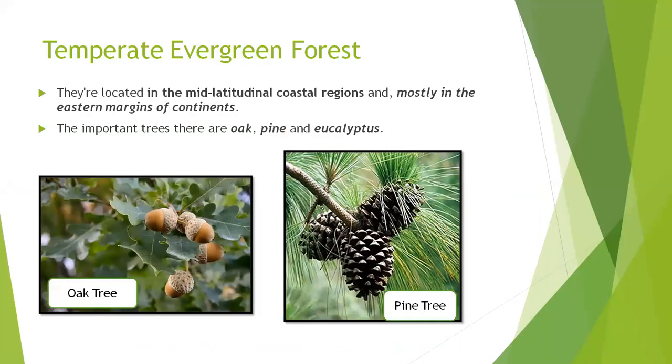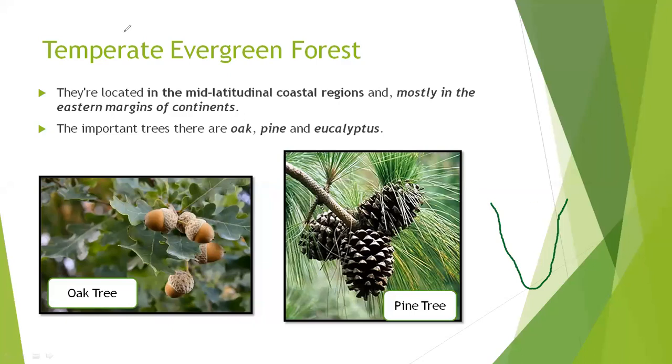Now let's move to the explanation part here. They are located in the mid-latitudinal coastal regions and mostly in the eastern margins of the continents. There are 7 continents, and we see these types of forest in the eastern part of each continent. For example, in India, we find these types of forest in Tamil Nadu, Arunachal Pradesh, and Assam.